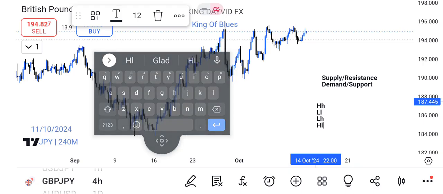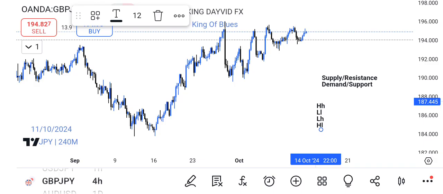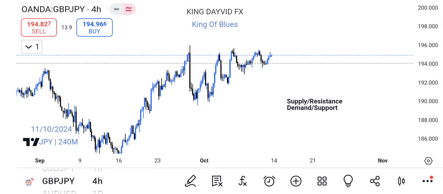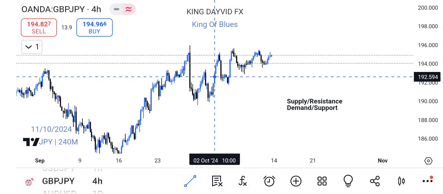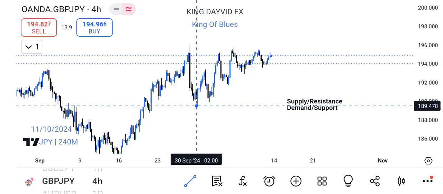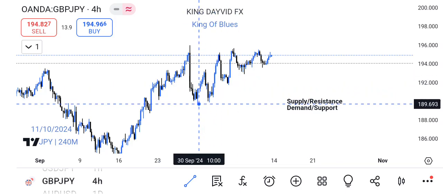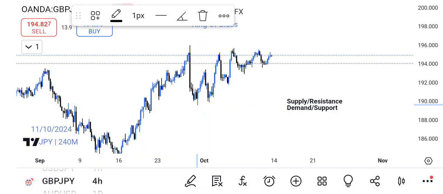Higher high means resistance, it also means supply. Lower low means demand, also means support. Lower high means resistance, also means supply. Higher low means demand, also means support. So how do we identify them? That's why I took you through this route. This is an uptrend, obviously. Let's just pick this immediate trend right here to save our time.